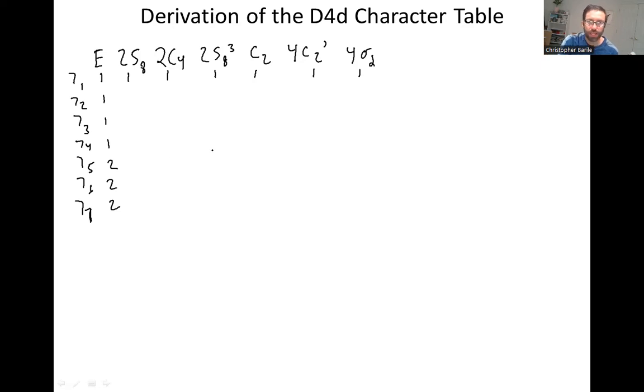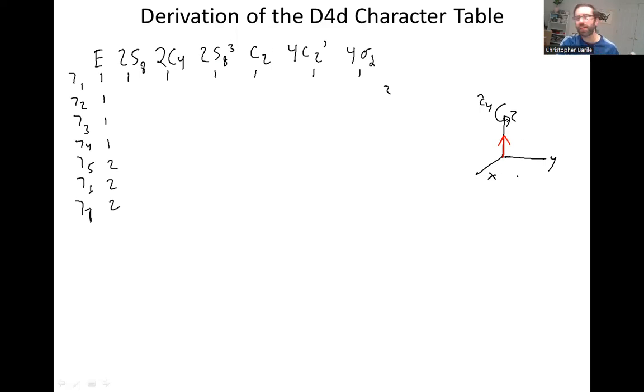At this point, I like to test various functions, and the first function I always like to test is z. What I mean by that is we have x, y, and z, and we're thinking about how a z vector transforms under all these different symmetry operations. And we define our principal rotation axis, the C4 or S8, as being a rotation along the z-axis.